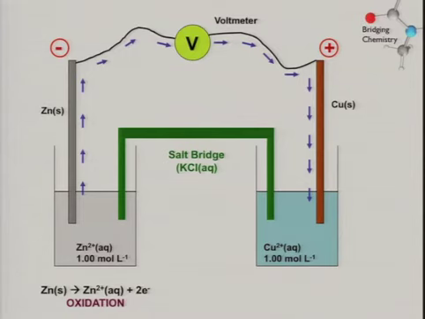Yeah? So on the left-hand side, we have the oxidation. On the right-hand side, then, we will have the reaction which requires the electrons that are coming in through the wire. So the right-hand side will be where the reduction occurs. The copper 2+ gains those electrons coming in through the wire and turns into copper metal.